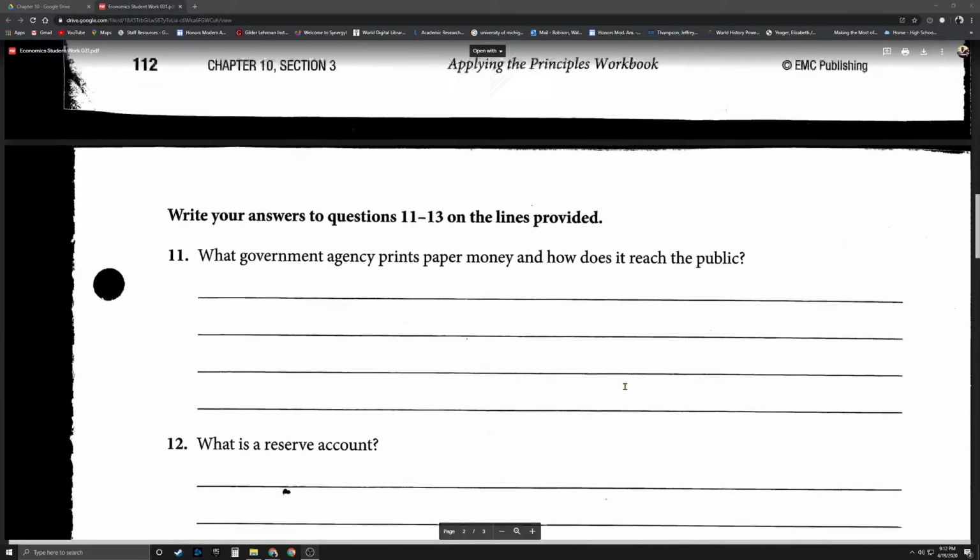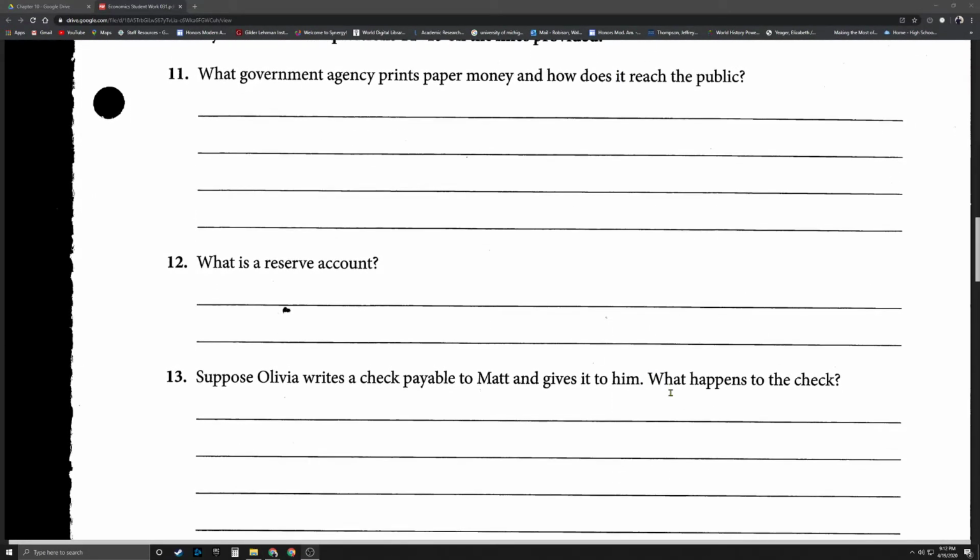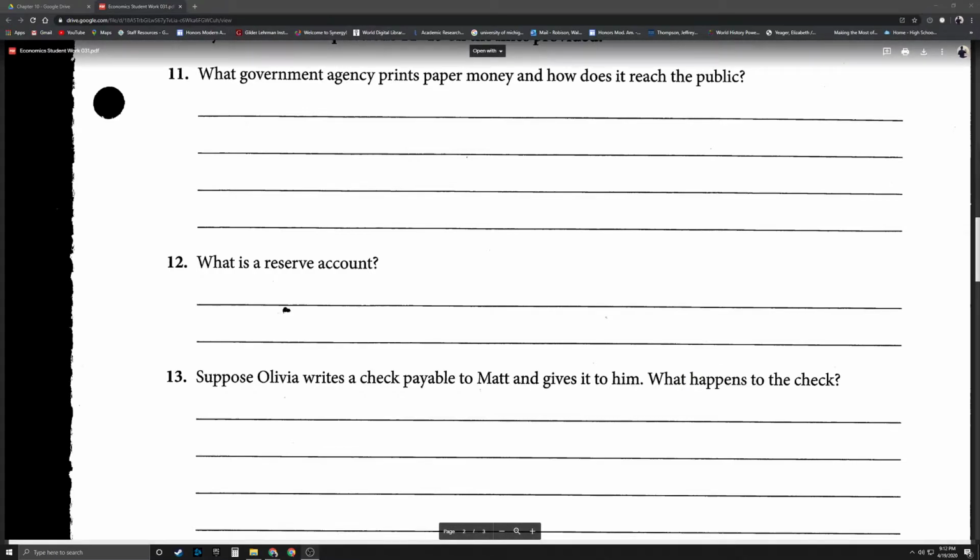So go down to question 11. What government agency prints money and how does it reach the public? Well, it's the Bureau of Engraving and Printing, which I mentioned in my presentation. They print the paper money. So the Fed then takes that money and issues it out to the 12 Federal Reserve district banks. And then the district banks release those notes out into the public, within their district.